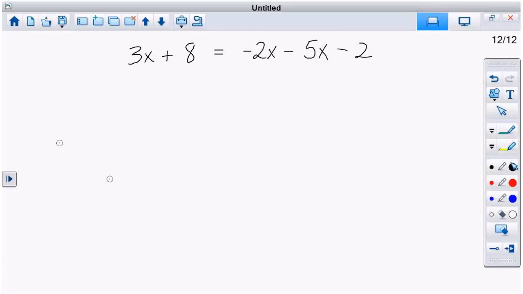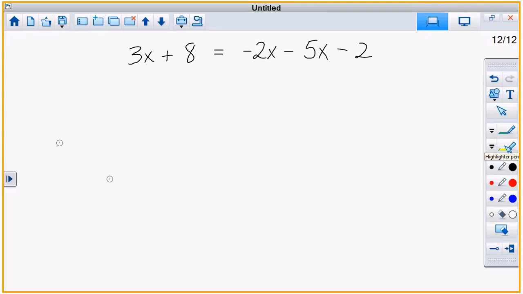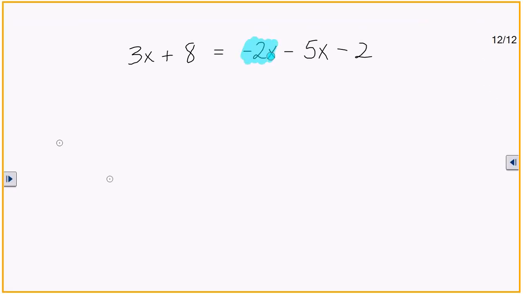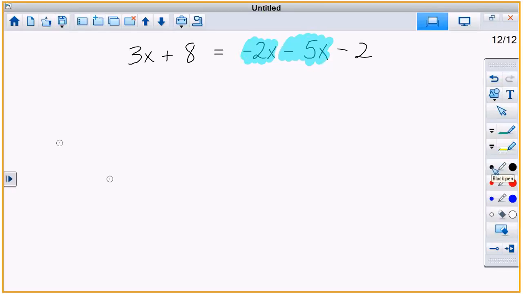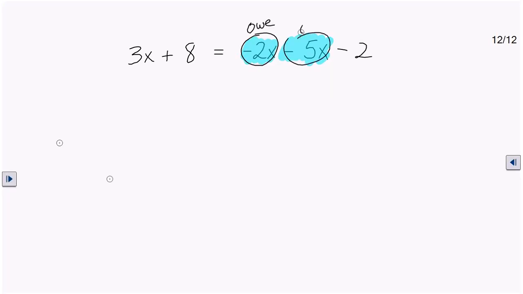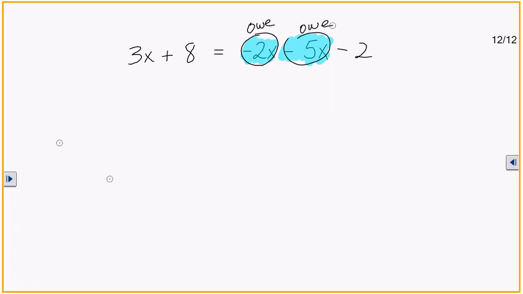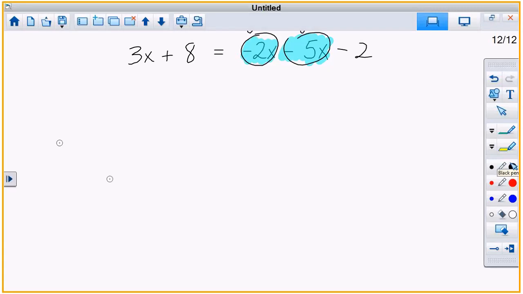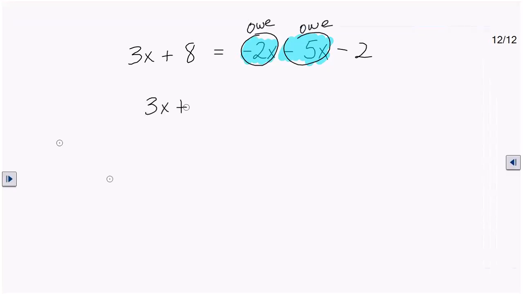Well, I'm going to highlight my common terms. So I owe $2 and I owe $5. So if I owe $2 and I owe $5, I owe $7. So 3x plus 8 is equal to negative 7x minus 2.